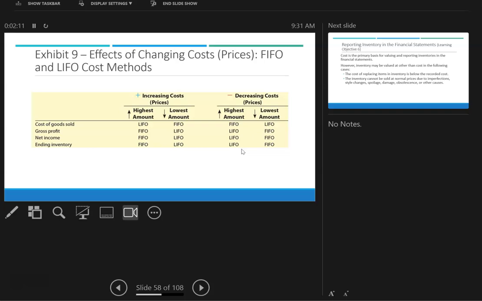Effects of changing costs using FIFO versus LIFO. When costs are increasing, then you're going under FIFO, you're going to have a higher gross profit and you're going to have higher ending inventory. When prices are decreasing, the opposite will happen.